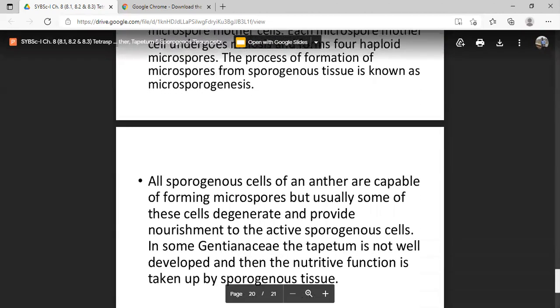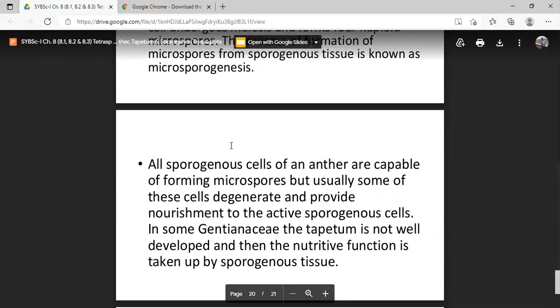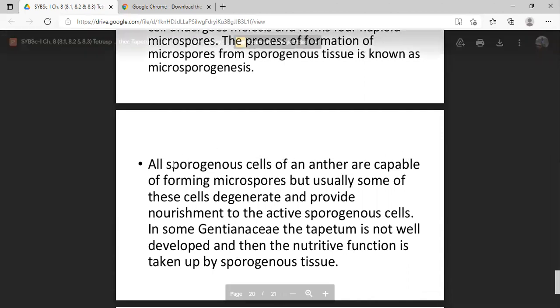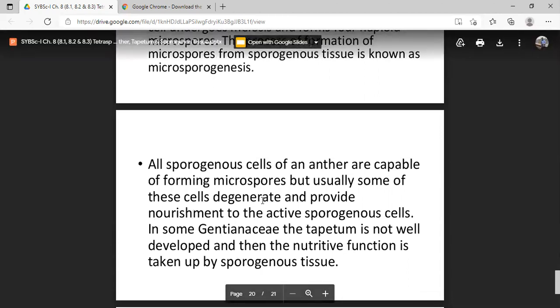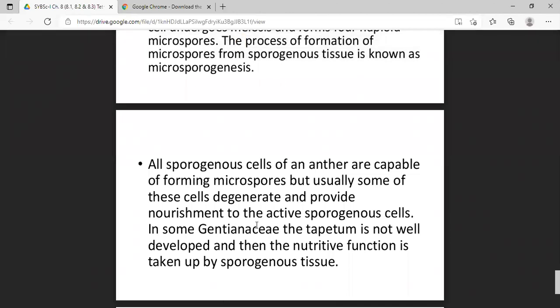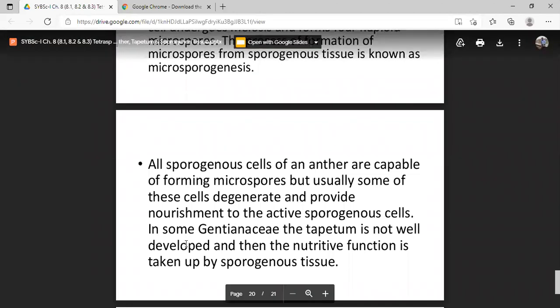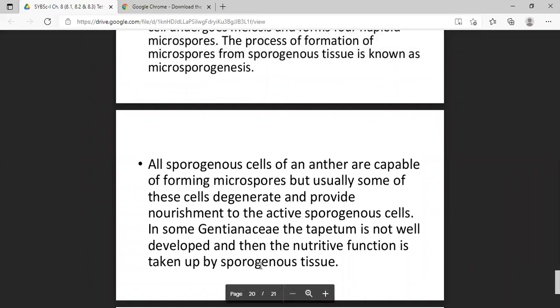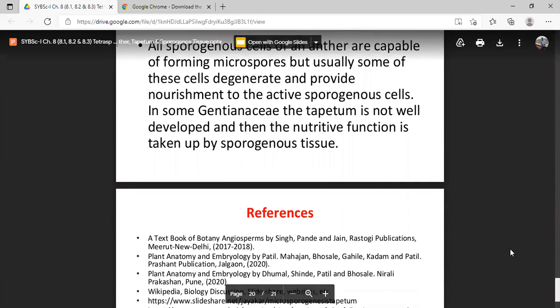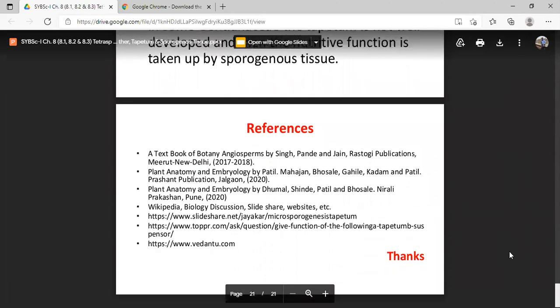Next, actually all the microsporogenous cells of an anther are capable of forming microspores, but usually some of them degenerate and provide nourishment to the active sporogenous cells. In some families, the tapetum is not well developed, and then some of the sporogenous tissue degenerates and functions as nutritive tissue to provide nutrition to the microspores. So these are some references, and from them we have taken this matter.